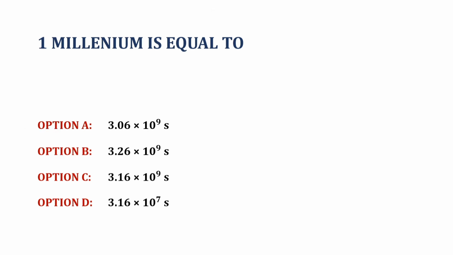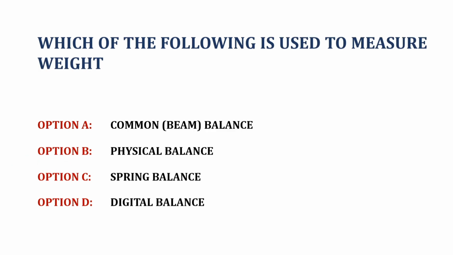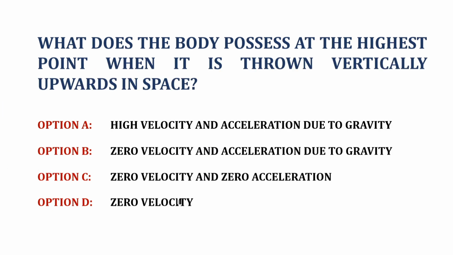1 millennium is equal to. Option C. 3.16 into 10 power 9 seconds. Which of the following is used to measure weight? Option C. Spring balance. What does the body possess at the highest point when it is thrown vertically upward in space? Option B. Zero velocity and acceleration due to gravity.